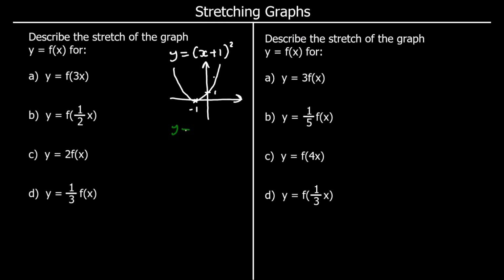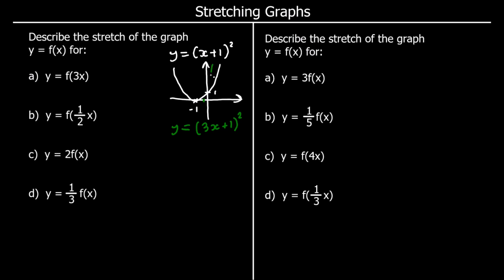So we'll have y equals 3x plus 1 squared. What value does x have to be for y to be equal to 0 now? It's now minus a third. So it's moved in. And when x equals 0, y is still 1.